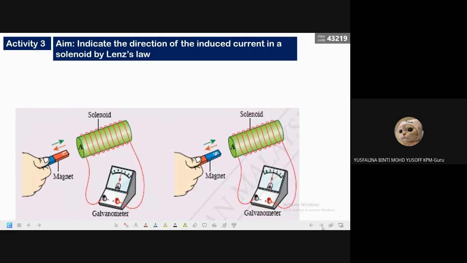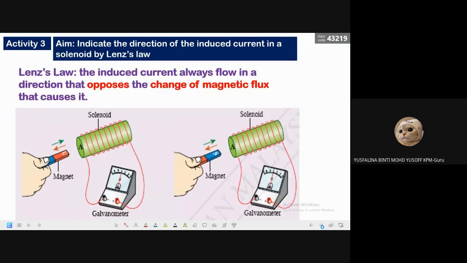Alright, so indicate the direction of the induced current in the solenoid by Lenz's law. So what does Lenz's law say? The induced current always flows in the direction that opposes the change of magnetic flux that causes it. So it will always oppose. Let me give you a simple one. Let's say the magnet comes towards the solenoid. Then what the solenoid will do is oppose it.